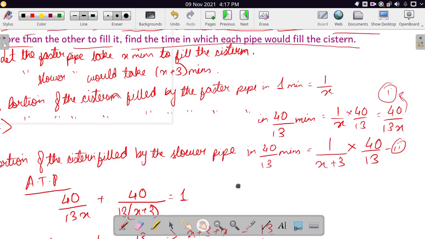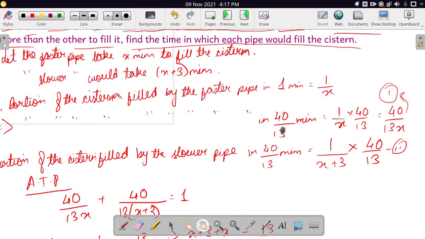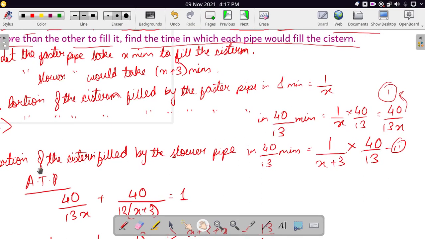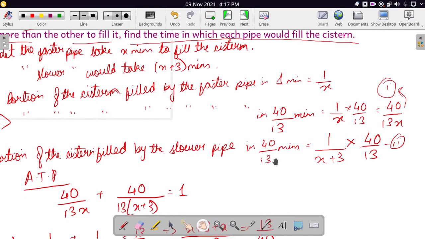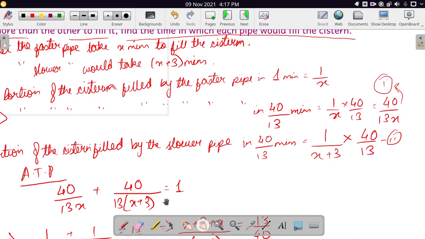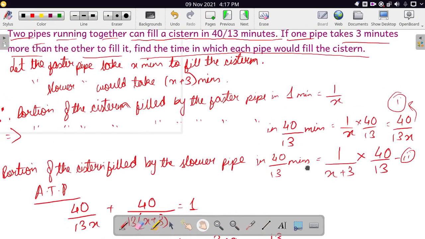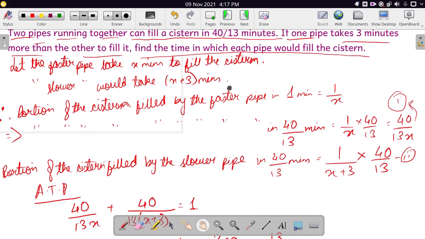Then after we have found out the portion filled by the faster pipe in the given amount of time, we will find the portion of the cistern filled by the slower pipe in again the same amount of time. When we have found out the two portions, we will add them to 1. This adding to 1 is one constant thing in these types of sums, the time and work sums.